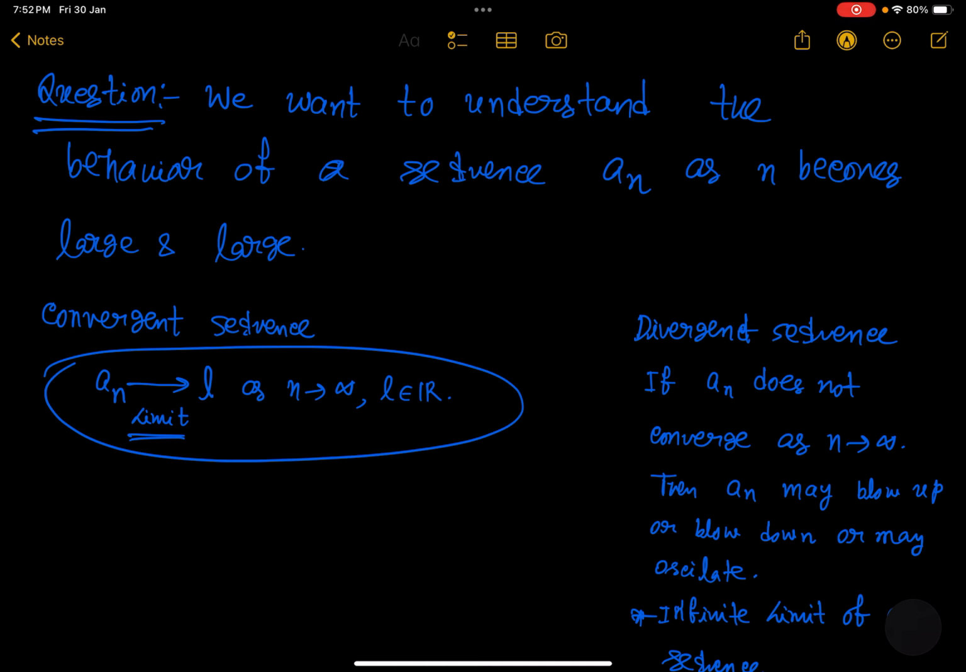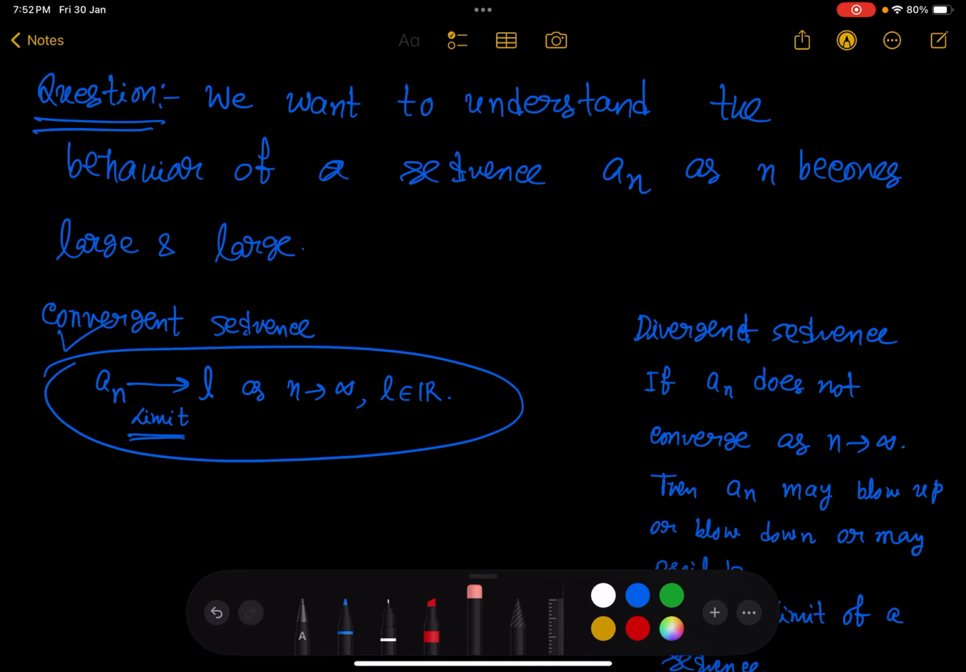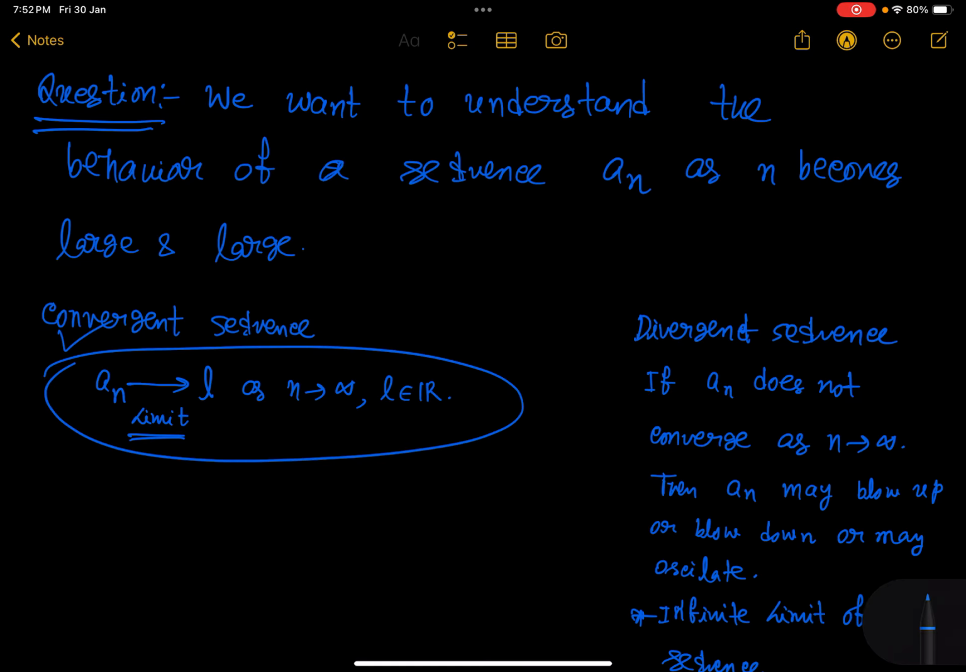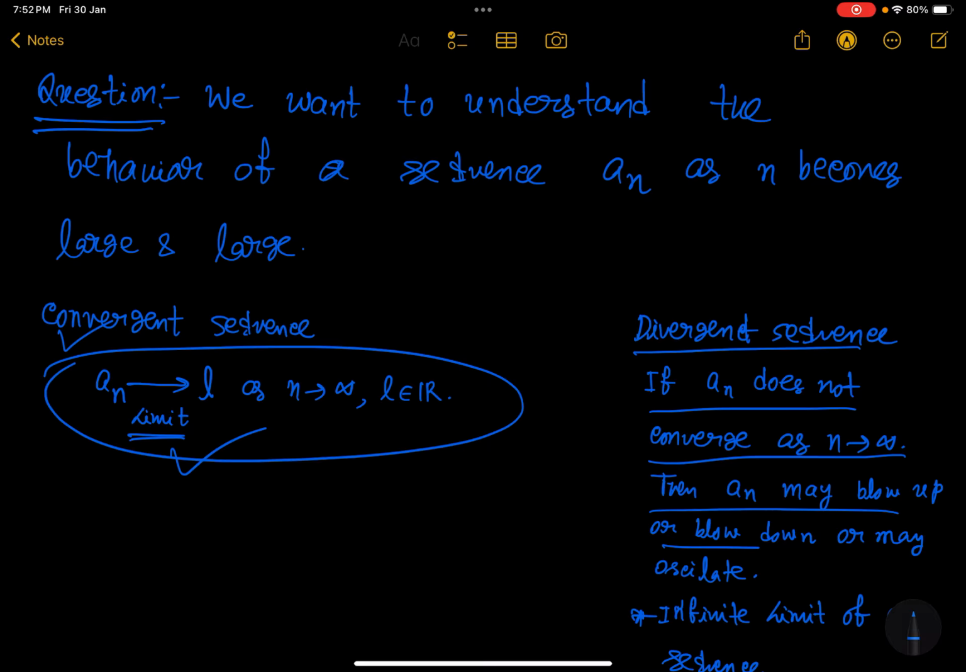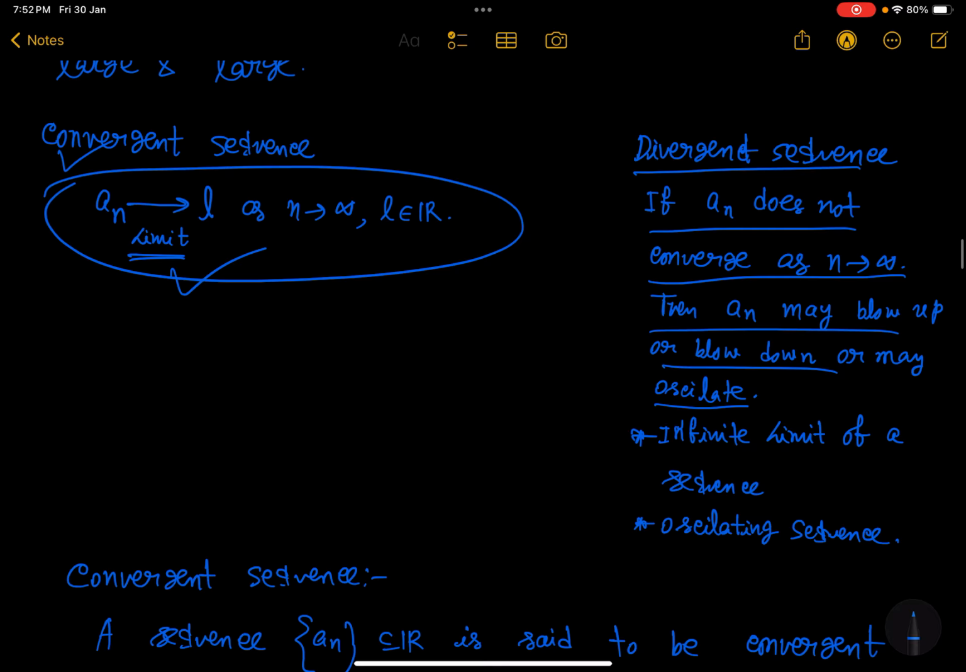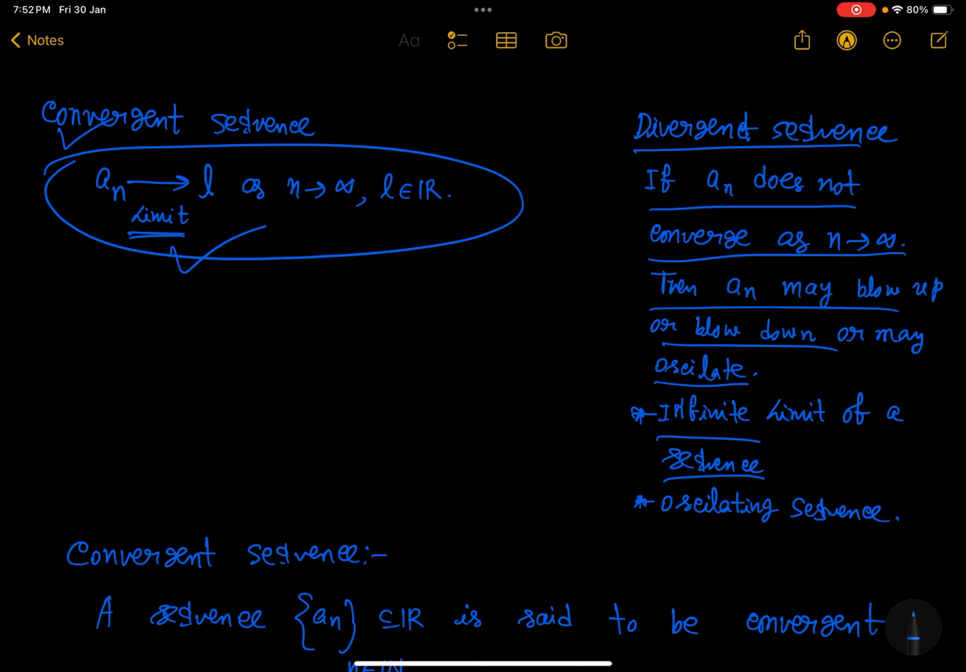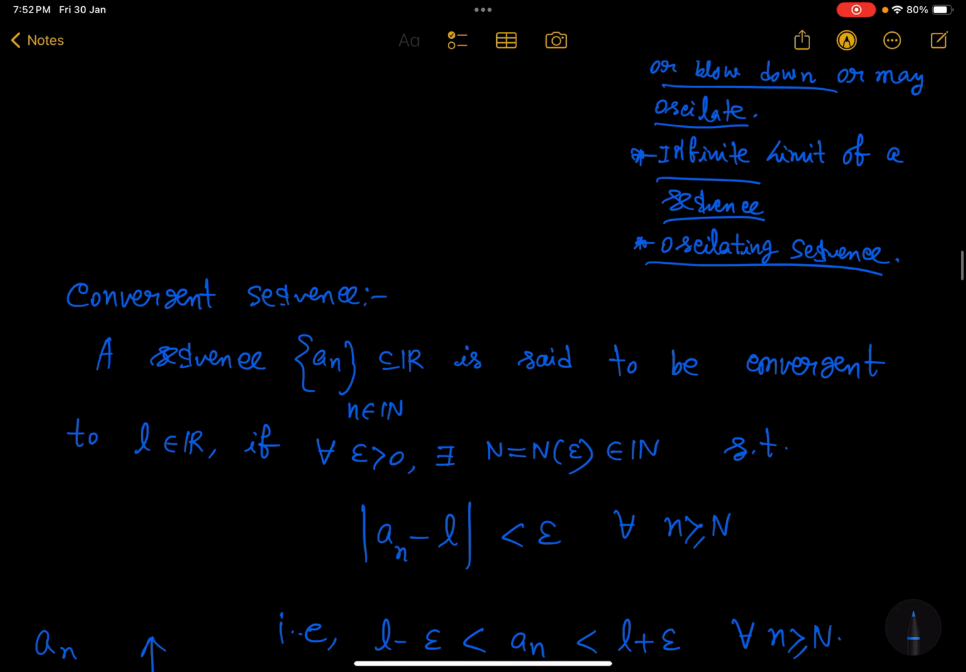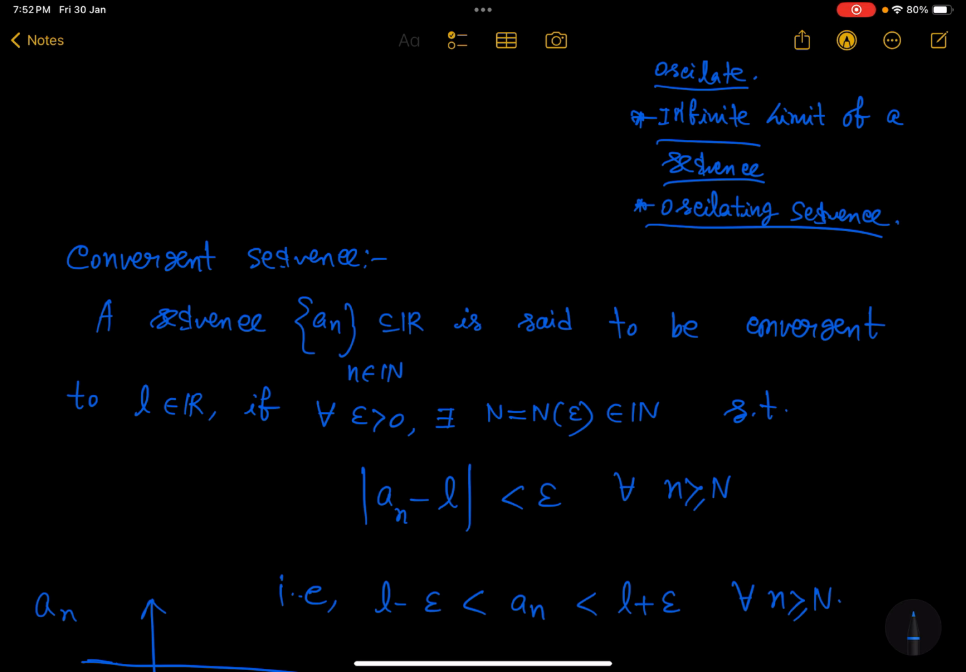So a convergent sequence: we say that a_n is a convergent sequence if it has a finite limit, like this, and divergent if it does not converge. It may happen that it goes to infinity, goes to minus infinity, or it oscillates. So what is a convergent sequence? A sequence is convergent if there is a limit as n goes to infinity.